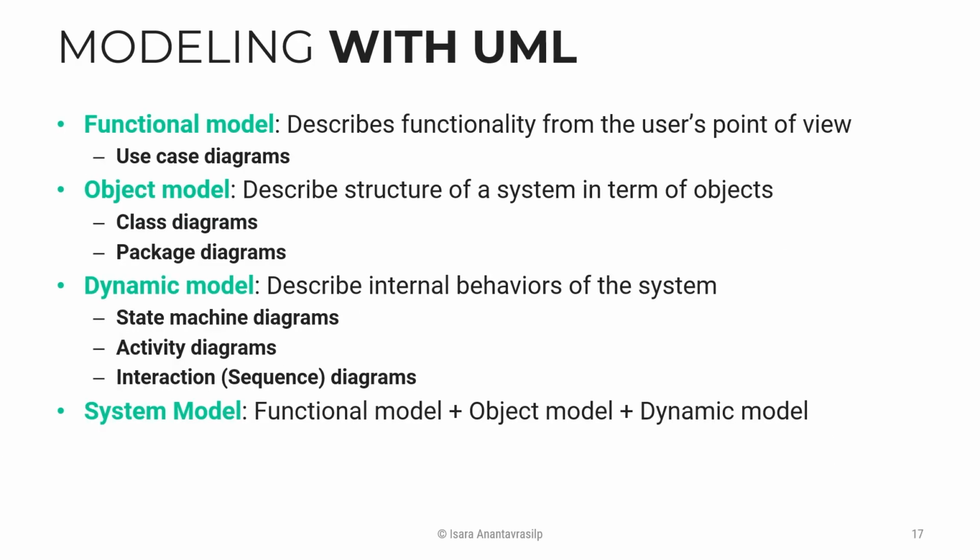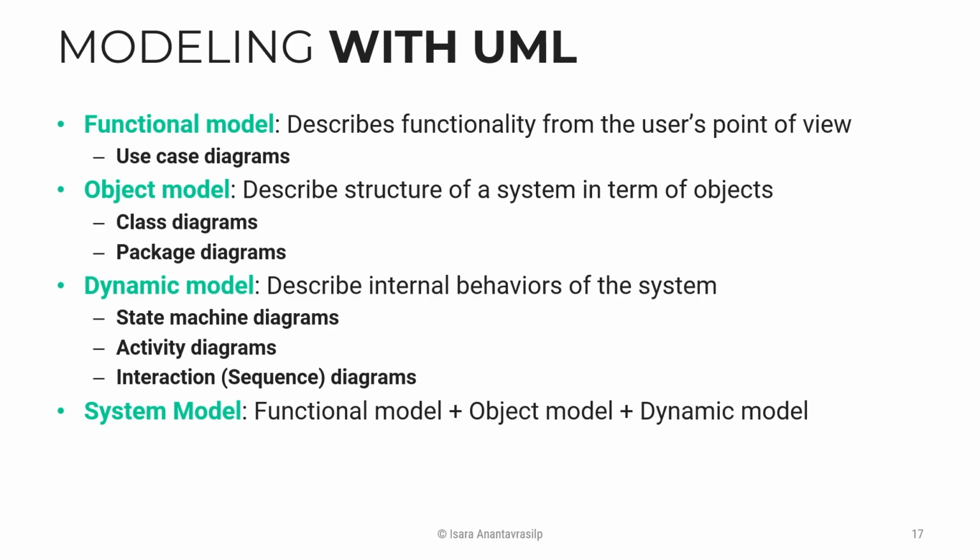UML is composed of many kinds of diagrams, and we can divide them in terms of models. First, we have functional models that describe the functionality of the system from the user's perspective. We can use use case diagrams to describe these functional models. Next are the object models that describe the structure of the system in terms of objects. Basically, you want to explain what the system is composed of, what the components inside the system are, what the subsystems are, and what the components within the subsystem are. To do this, you can use class diagrams and package diagrams.